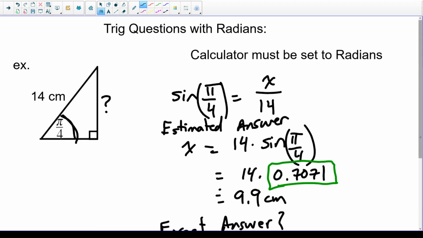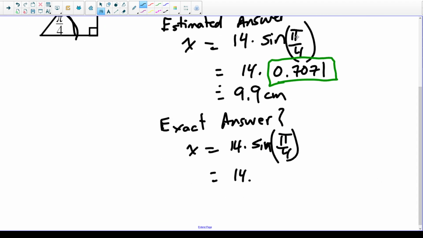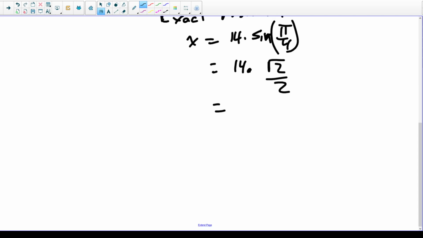It's root 2 over 2. So if I asked you for the exact answer, you would have to remember that pi over 4 is at the same place as 45 degrees, or memorize that. That gives root 2 over 2. Root 2 over 2 times 14. The 14 and the 2 will cancel to 7. 7 root 2 is my exact answer.